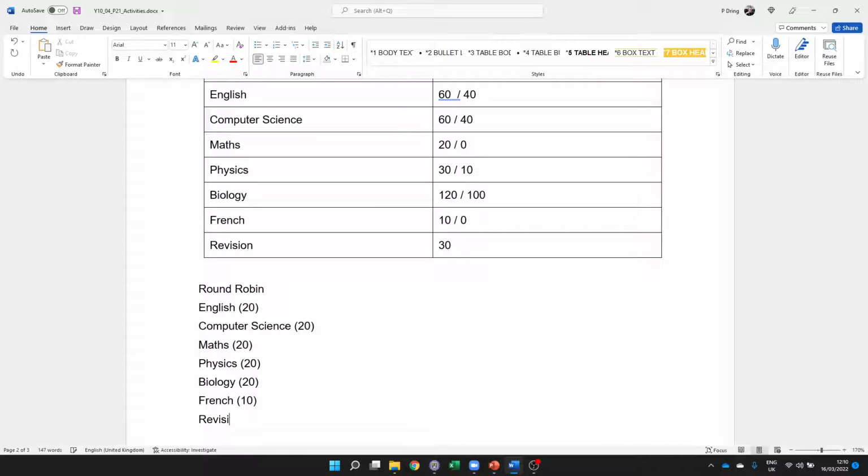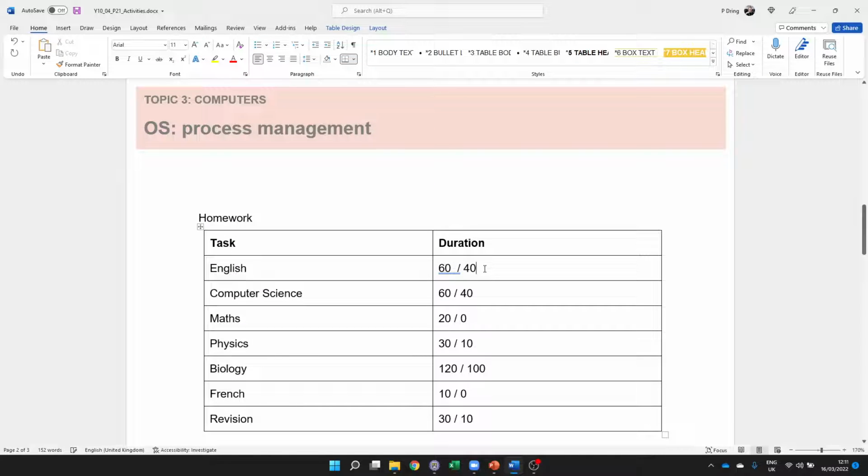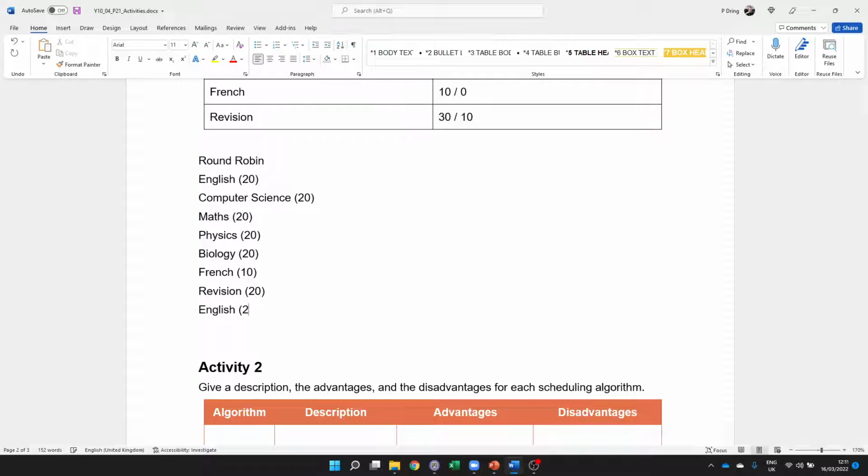Oh, I can't spell today. Revision. There we go. 20 minutes of revision. I've got 10 more minutes left to go. And at that point, it's round robin. It goes back again to English, because English has got 40 minutes left. So now I've only got 20 minutes left because I've done another 20 minutes of it.